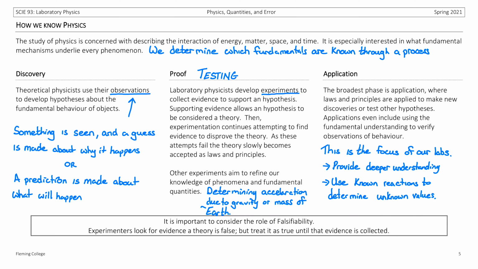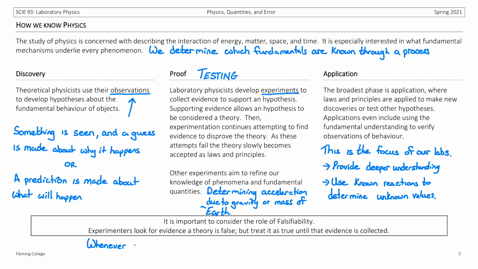One of the things that's really important about the approach to science is to consider the role of falsifiability. Now, your textbook talks about this a little bit, but it talks around the idea. It's important to remember that experimenters look for evidence of a theory being false, but they treat that theory as true until we find a way to disprove it. So we give theories the benefit of the doubt.